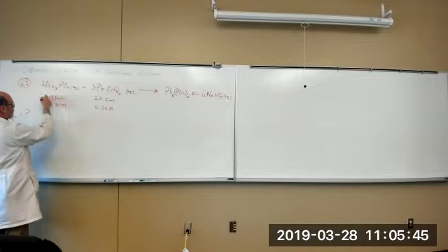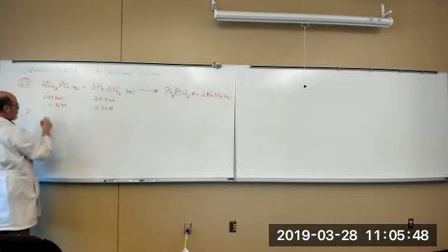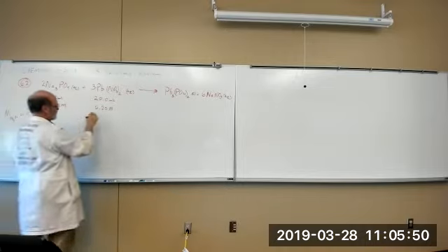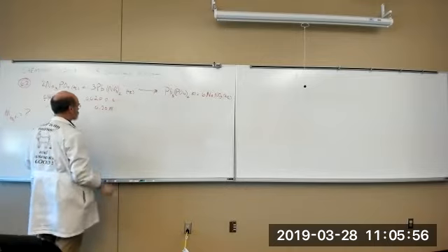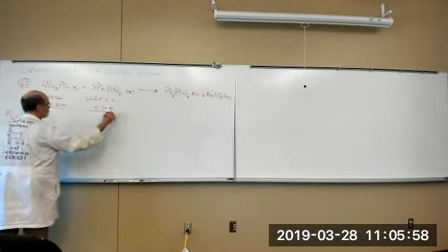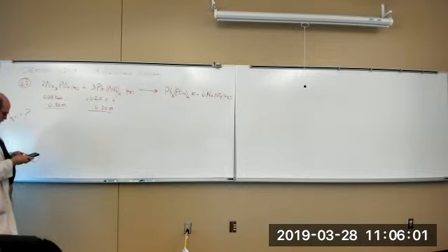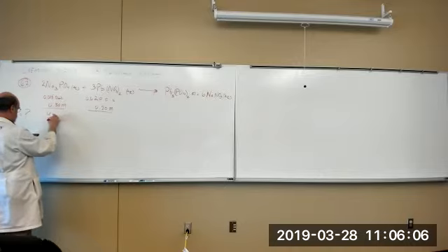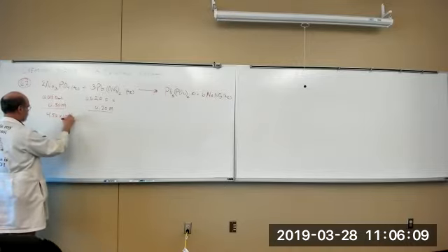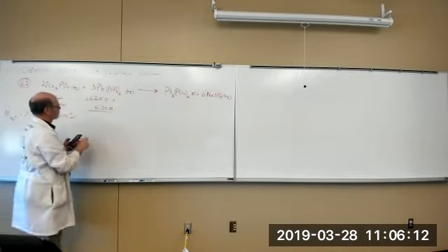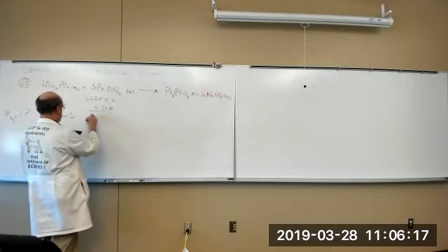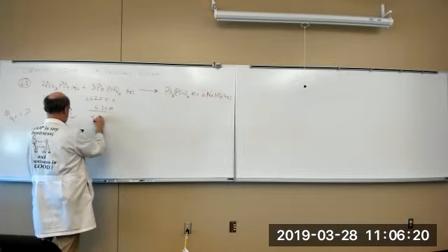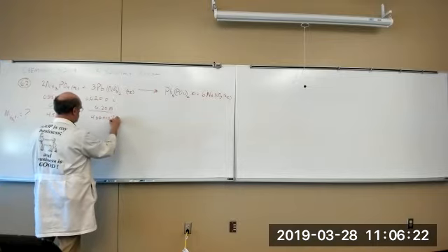This is 0.015 liters. This is 0.020 liters. So if we multiply 0.015 times 0.3, we get 4.5 times 10 to the minus 3 moles of that compound. And 0.02 times 0.2 is 4 times 10 to the minus 3 moles.